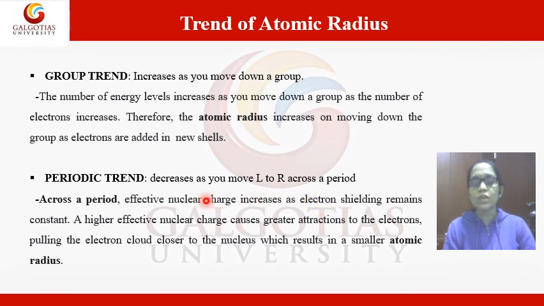When the effective nuclear charge increases, the screening effect remains constant, so the force of attraction of the nucleus on the electrons increases. The nucleus pulls the electron cloud closer towards itself, which results in a smaller atomic radius. So when we go across a period from left to right, the atomic size or atomic radius decreases.